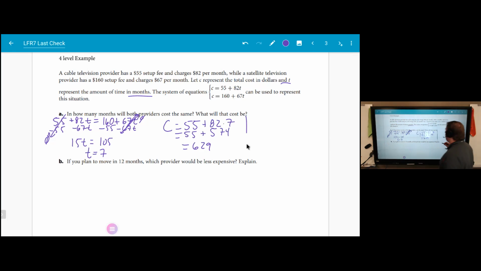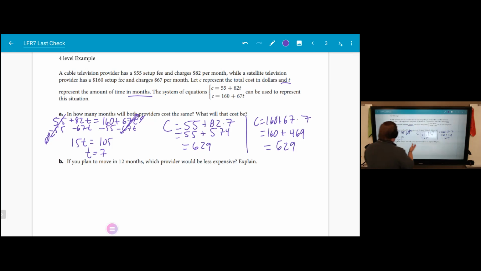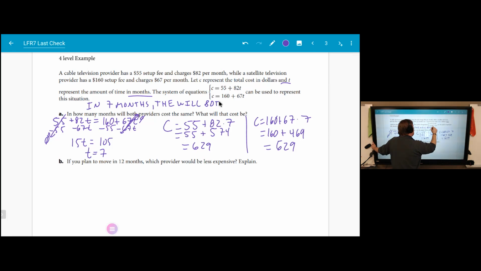And if we wanted to be thorough, we can check: 160 plus 67 times 7. So that's 160 plus 469, which is 629. So in other words, it says, in how many months will both providers cost the same, and what will the cost be? In 7 months, they will both cost $629.